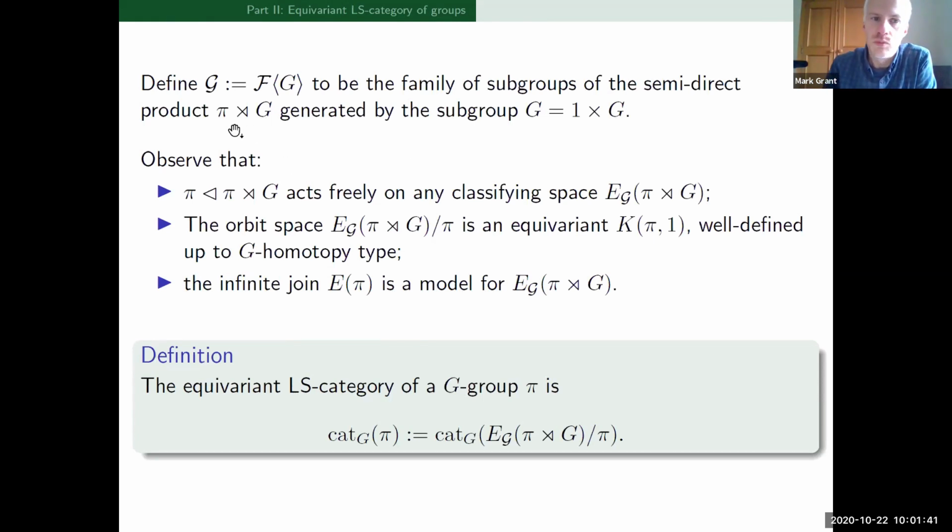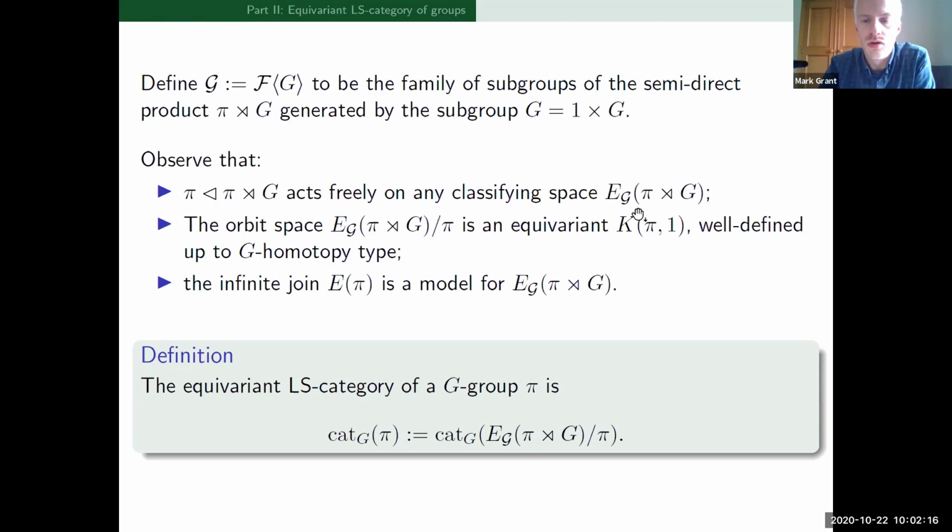So G is acting on pi, so we can form the semi-direct product of pi with G. Inside that semi-direct product, we have a copy of G, which is just the base of the semi-direct product. So it's just elements (1, g), where 1 is the identity element of pi. We look at the family generated by that G. So it's all subgroups of conjugates of the base in the semi-direct product.